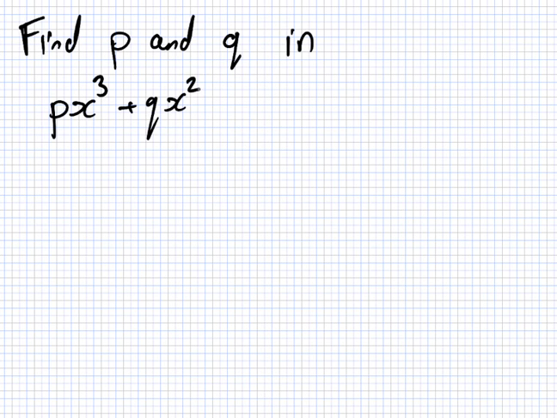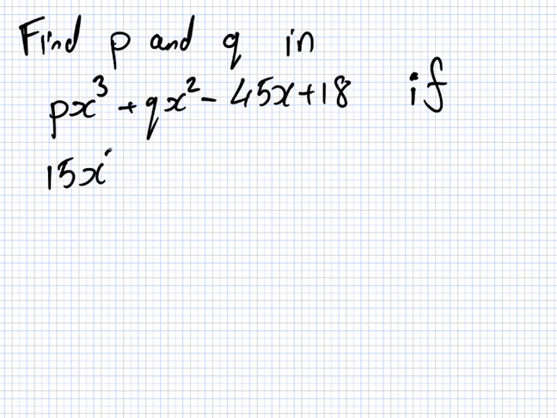Find P and Q in px cubed plus qx squared minus 45x plus 18 if 15x squared plus 13x minus 6 is a factor.